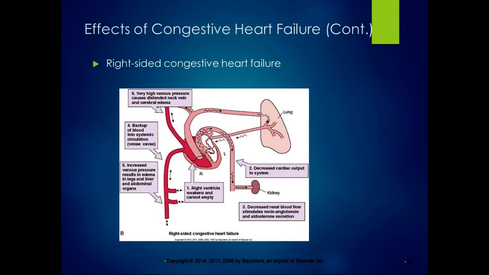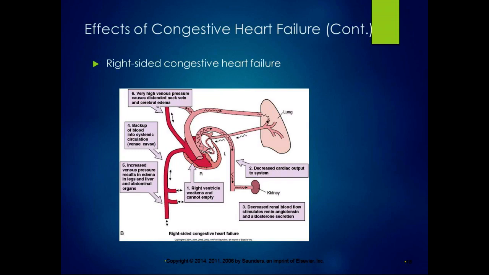So in left-sided heart failure, we get backup in the lungs. In right-sided heart failure, you get backup into the systemic circulation, into the venous system. So you get increased venous pressure, and that results in edema in the legs, the liver, and the abdominal organs. That really high venous pressure can cause distended neck veins and cerebral edema. I don't know, it's a tough choice which is worse, but I'm going to have to choose. Well, they're both bad. Let's just say that.